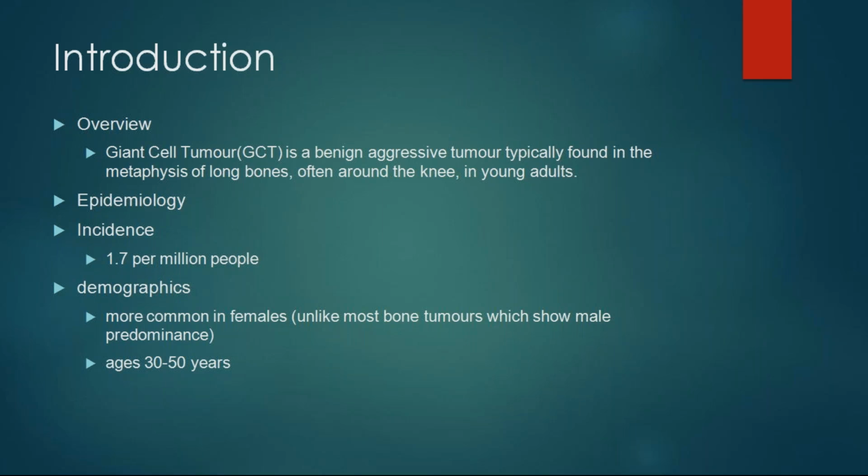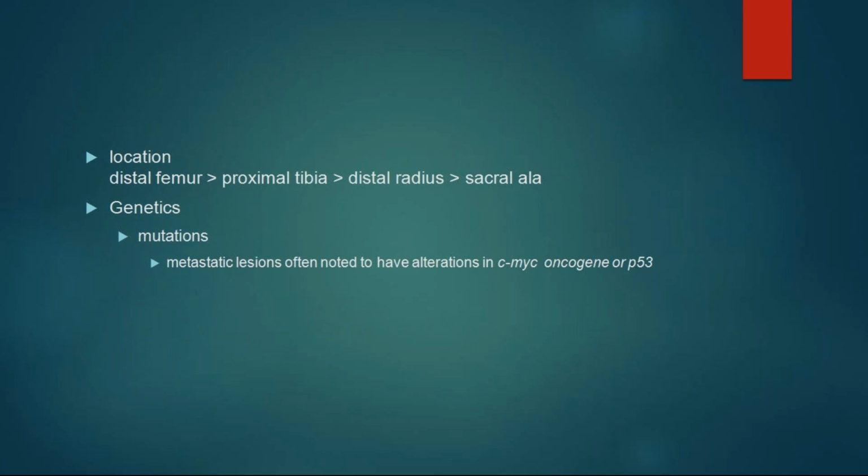Coming to the epidemiology, its incidence is 1.7 per million people, and it's more common in females, while in most other tumors you see it's more common in males. But this is the only tumor which is more common in females, and it's more common in middle-aged people, 30 to 50 years of age. Coming to the location, it's more common around the knee, where the distal femur comes in first position, followed by proximal tibia, followed by distal radius, and last sacral ala.